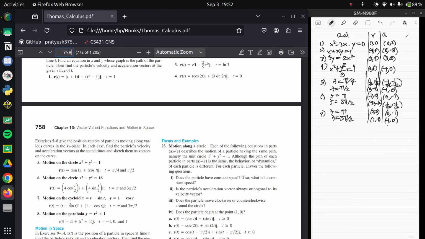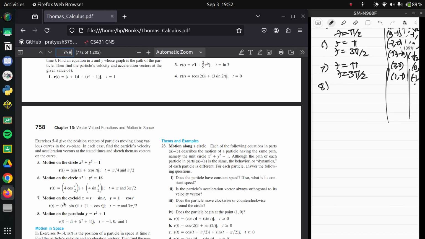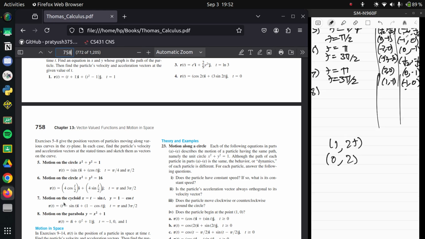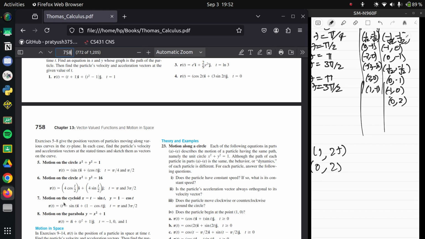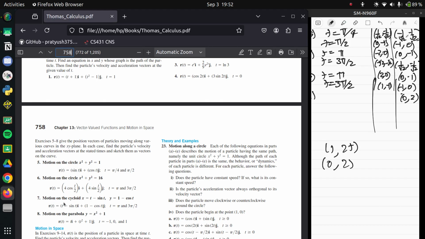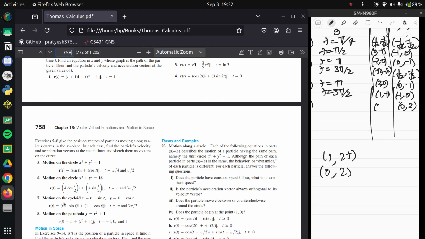Okay, eighth is motion on the parabola y equal to x squared, whatever the usual parameters. So we want to find the velocity. Sure. So the velocity is just like 1 comma 2t, and acceleration is 0 comma 2 at all points. And we want it at t equal to minus 1, 0, and 1. So it would be like 0 comma minus 2, 0 comma 0, 0 comma 2.